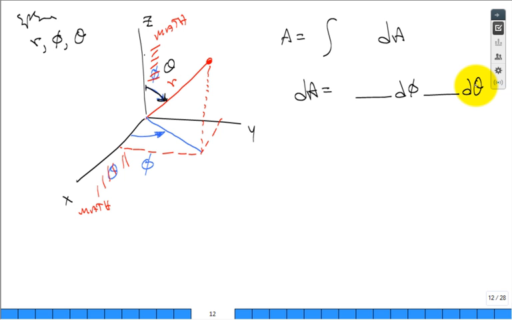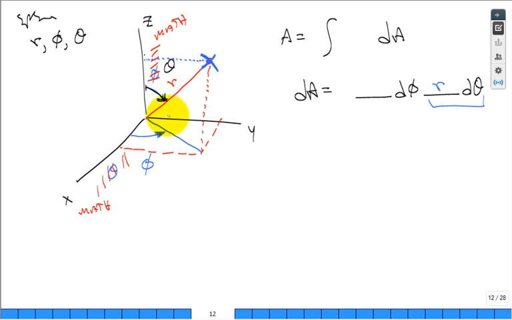Well, I like to think of it as a product of two little lengths. If you change theta by itself, leaving phi and r alone, you would make a little arc like that. The little length of that arc would be r d theta. Then I need to think about perpendicular to that, making an arc this way, coming across.